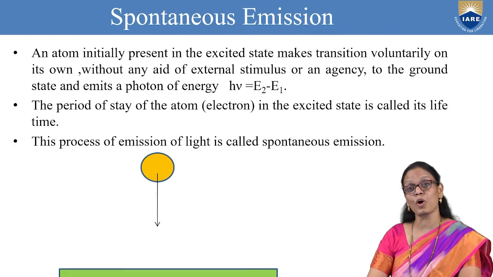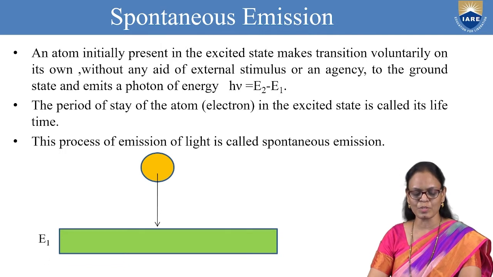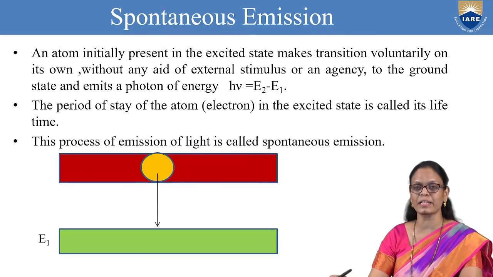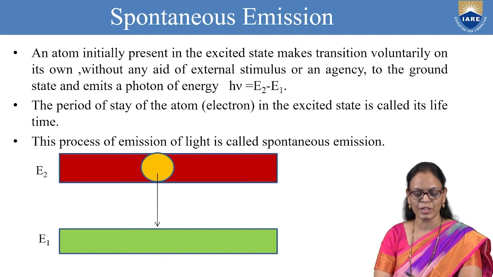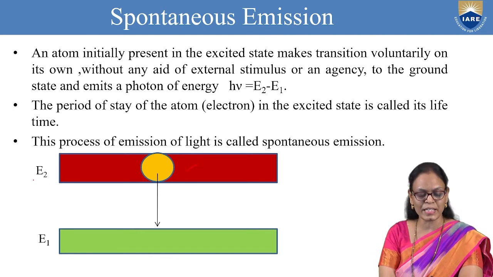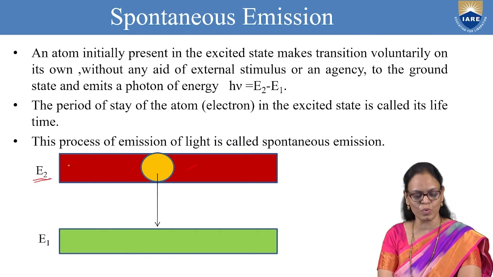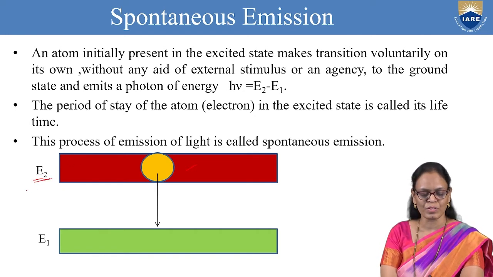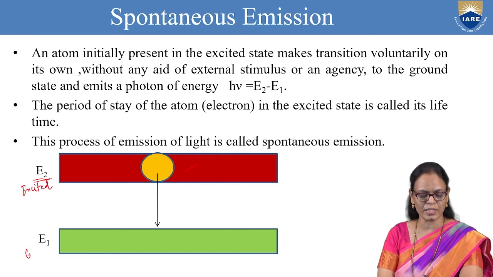Now coming to spontaneous emission. In spontaneous emission, we have the atom in the excited state. Where is the atom now? It is in the excited state whose energy is E2. So this is the excited state and this is the ground state.